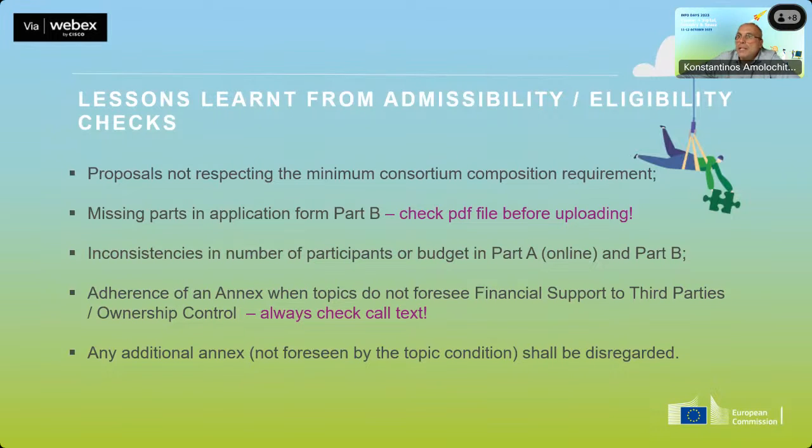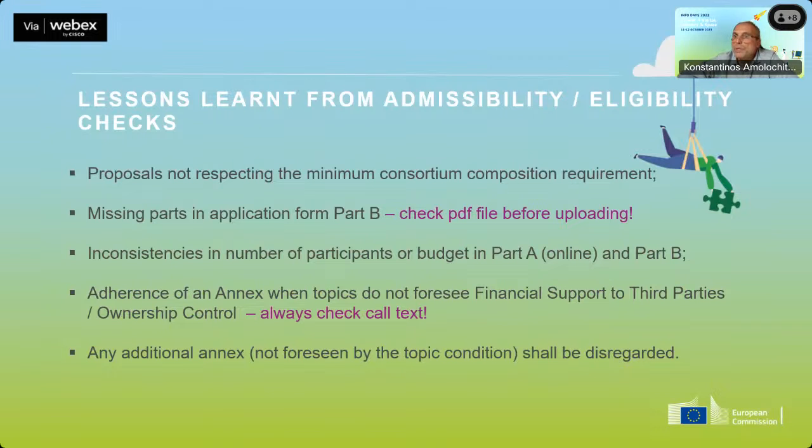Now, some lessons learned, especially from the admissibility and eligibility check, is that proposals are not respecting the minimum consortium composition requirements. Of course, it's something that we have seen many times. Applicants may not have been careful, or they thought they were uploading the proper volume of pages. So it's really important always to check this.